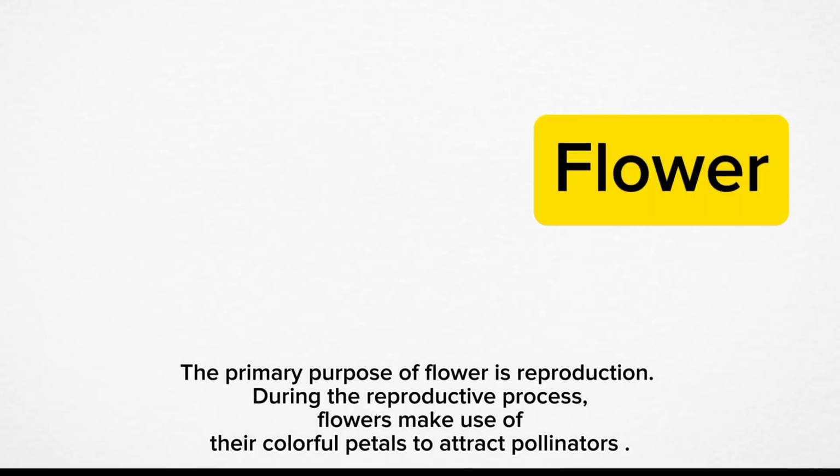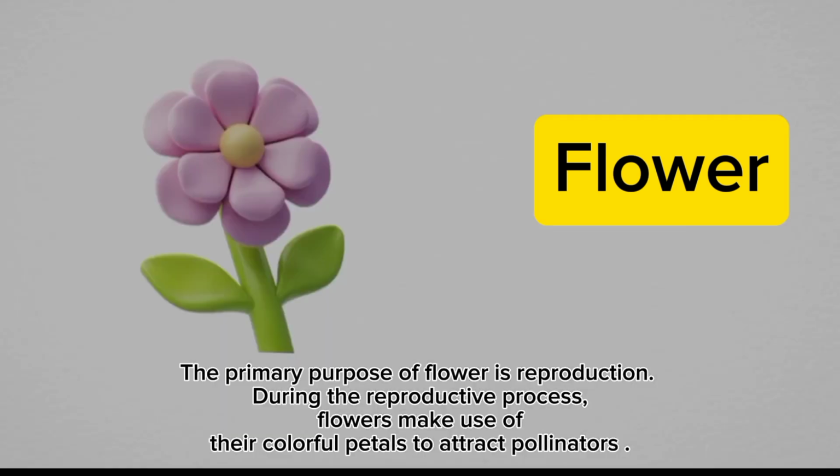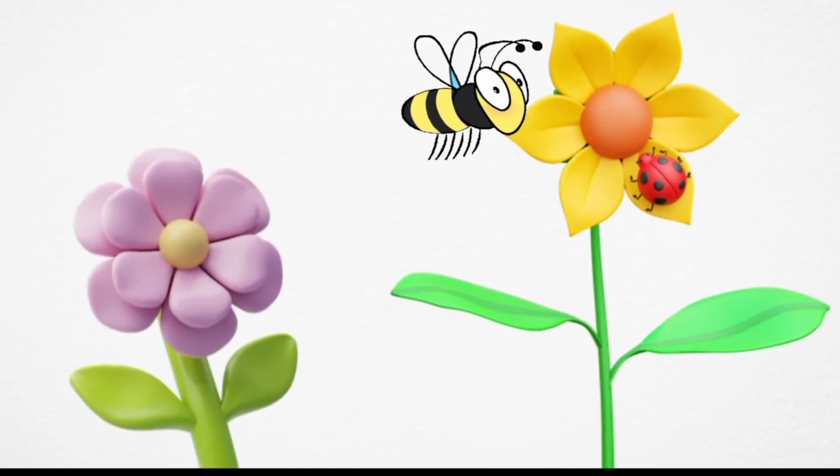The primary purpose of a flower is reproduction. During the reproductive process, flowers make use of their colorful petals to attract pollinators.